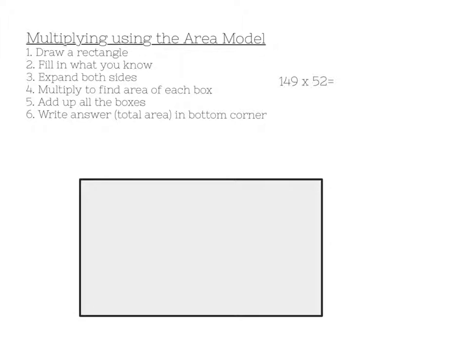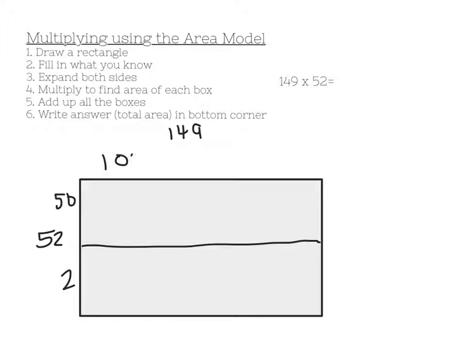Here's how I would do a 3-digit by a 2-digit. So first I would draw my rectangle, then I would fill in what I know. So I would put my 149 up top and my 52 on the side. Then I would expand both sides. So I would expand this side into 50 and 2, because 52 in expanded form is 50 plus 2. Then I would expand 149, which would be 100, 40, and 9.